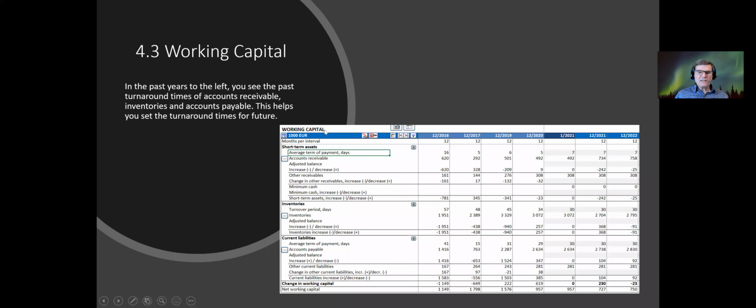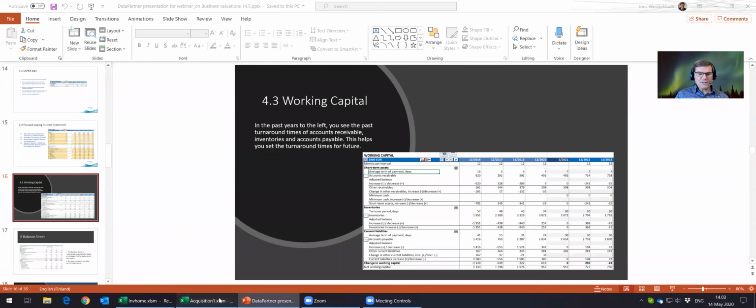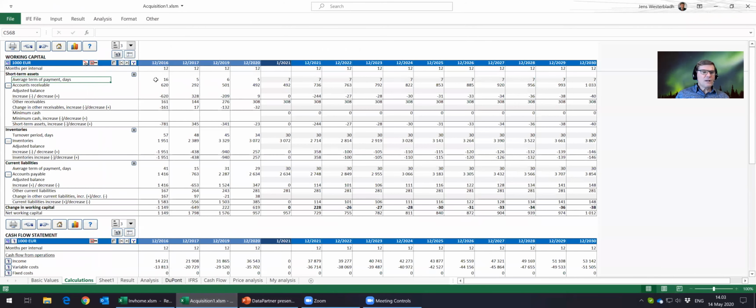Well, basically it's really simple, because you see the historical term of payments for accounts receivable. You see the turnover period for inventories historically, and you see the average term of payments for accounts payable historically. So for accounts receivable, we had this downward trend, but we are thinking minimum 7 days. So we use 1 week here for term of payment. We enter 7 and distribute 7, and then it always calculates 7 days of sales to accounts receivable automatically.